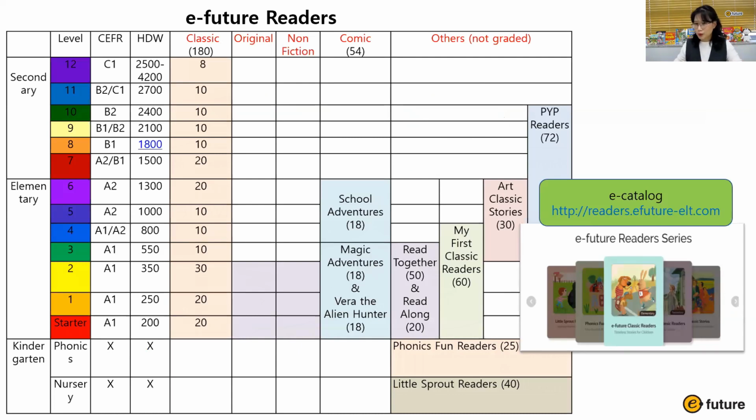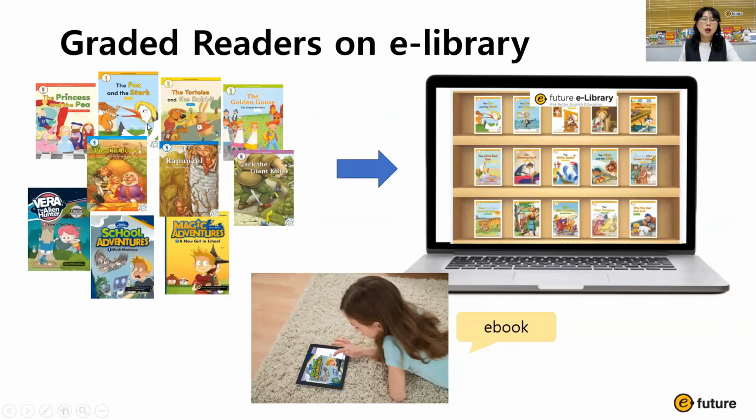And this is the last thing that I want to talk about. We still have 4 minutes, so I think I can finish this in time. So this is our readers. For our readers, this is a framework. We have kindergarten, elementary, and secondary level readers. We have classic readers, comic readers, and other readers. If you want to find out more about our readers, we have an e-catalog. If you go to this website, you can look at the sample pages of our readers. All our readers are there. And we turned all these paper book readers into ebooks and put them on our e-library. So we also have an e-library. You can choose to use the e-library or you can choose to use printed books.